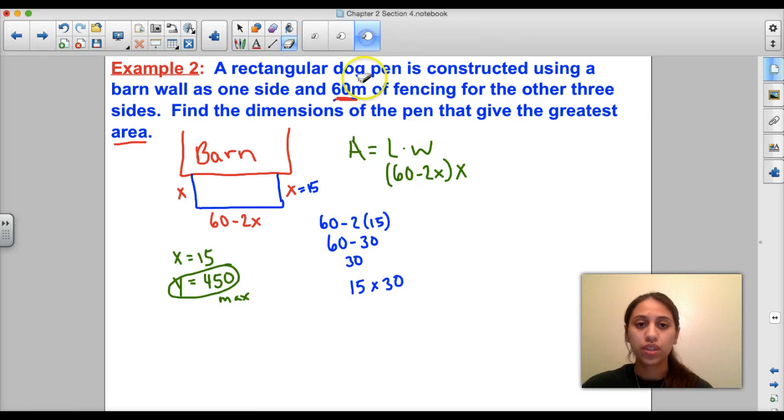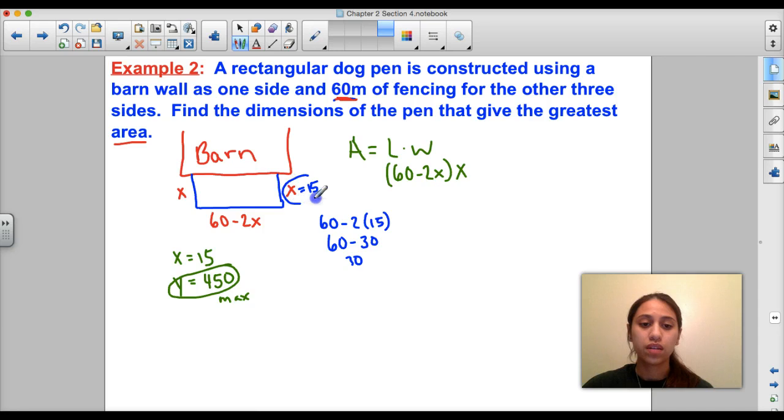Actually, I don't want anyone to get confused. So instead of writing the 15 by 30, I think it's just better to say that x is equal to 15 is one dimension and x equal to 30 is another dimension. Just because that 15 by 30 looks like we would be multiplying, and I don't want anyone to multiply. So the dimensions to make the greatest area would be x equal to 15 and x equal to 30.